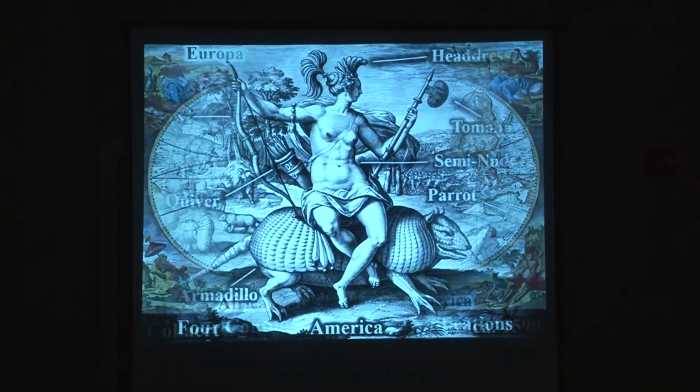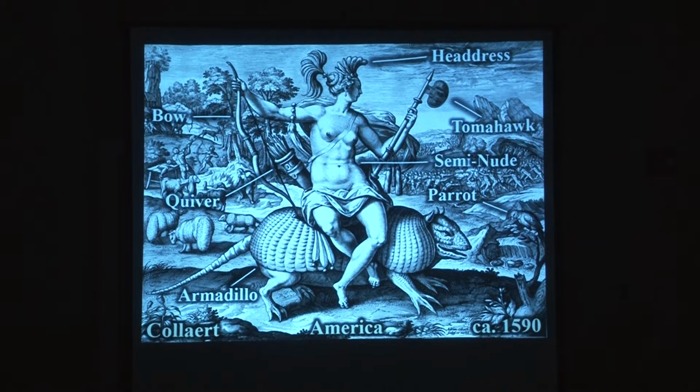These images were widely recognized, and even very early on. Here's a version of America from 1590. So less than 100 years after Columbus was first plying the Caribbean, this representation of America was cooked up. And you see her, she's riding a giant armadillo. There's a parrot over here, she's semi-nude. She's got a tomahawk, she's got a feathered headdress, she's got a quiver, and she's got a bow in her hands. Many of the quintessential elements of this figure throughout time, and even on coins in centuries later, basically.